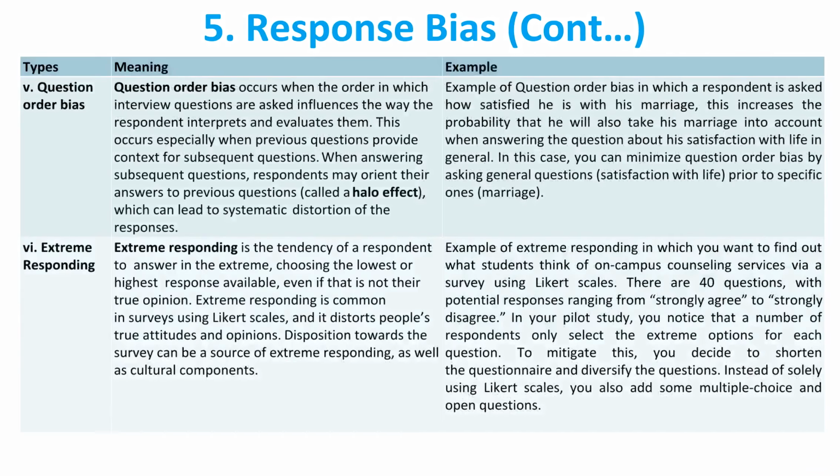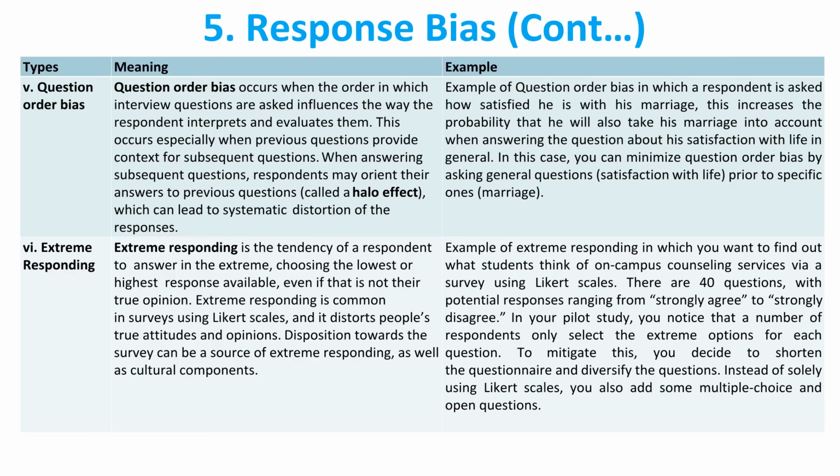Question order bias occurs when the order in which interview questions are asked influences the way the respondent interprets and evaluates them. This occurs especially when previous questions provide context for subsequent questions. When answering subsequent questions, respondents may orient their answers to previous questions, called a halo effect, which can lead to systematic distortion of the responses.